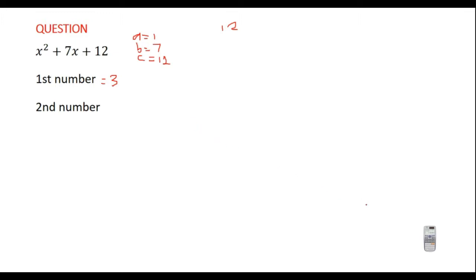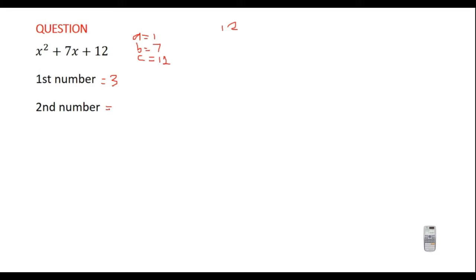Punch the equation on the calculator. The value of x1 that will be given to you, if that value is negative, pick it as positive. If it's positive, pick it as negative. In this case, it was negative 3. So pick it as positive 3 and multiply that with the value of A. In this case, the value of A is 1. So multiply 3 by 1 and that will give you 3. That is your first number.